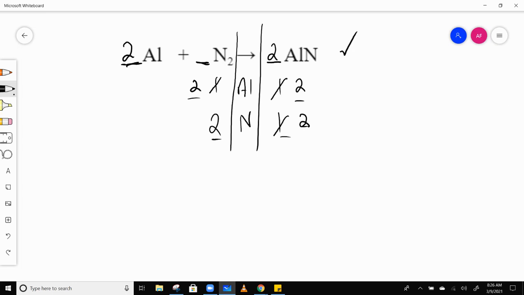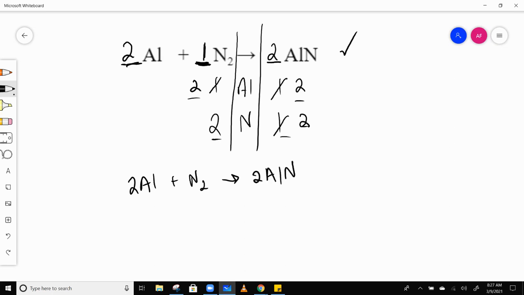Okay. You also notice that I didn't put a number in front of N2 here. There's no number in front of N2. That's okay. It's just an invisible 1. If it makes you feel better, you can write a 1. But it's fine to just leave it blank. So this overall balanced chemical reaction would be 2Al plus N2 yields 2AlN.